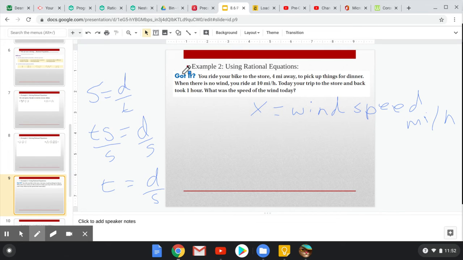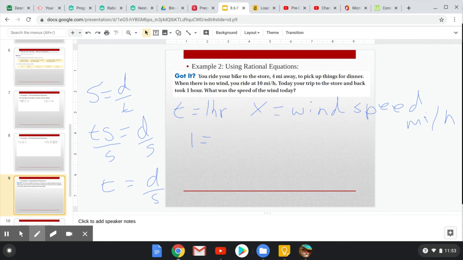We're given that it took us 1 hour to get to the store and back. So remember, what we're looking at is to the store and back. So time, t, is going to be 1 hour, and our equation is going to be 1 equals something. It's going to be distance divided by speed, but we have to split it into two pieces: distance there divided by speed there, and distance on the way back divided by the speed on the way back, because those speeds are going to be different.